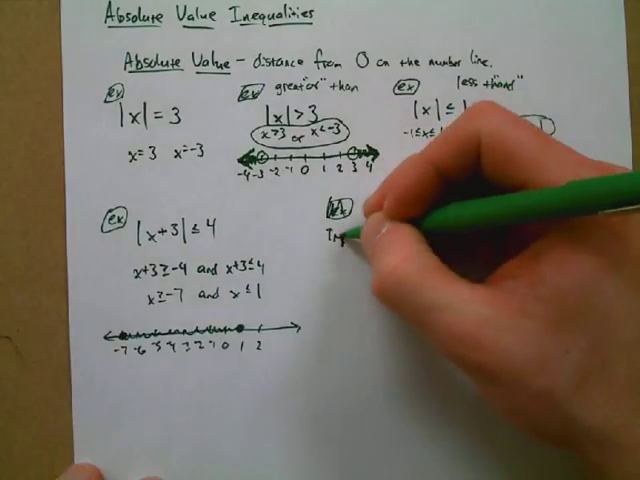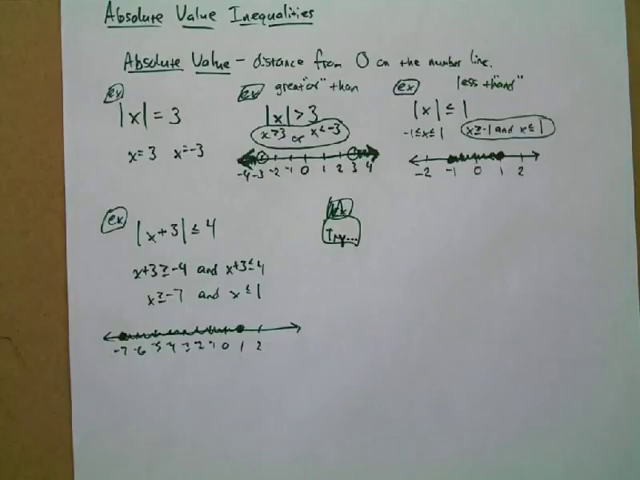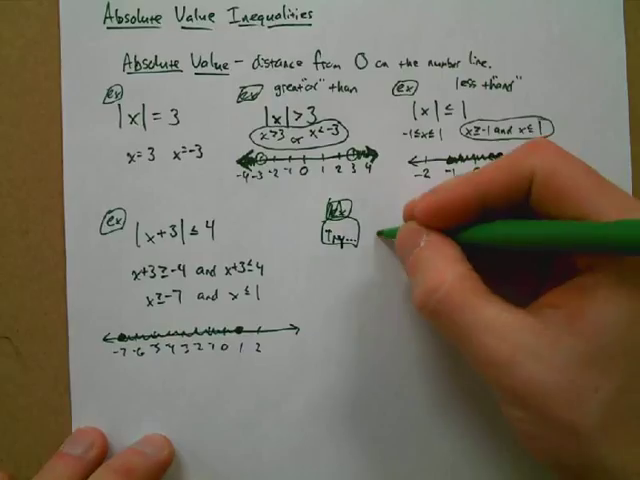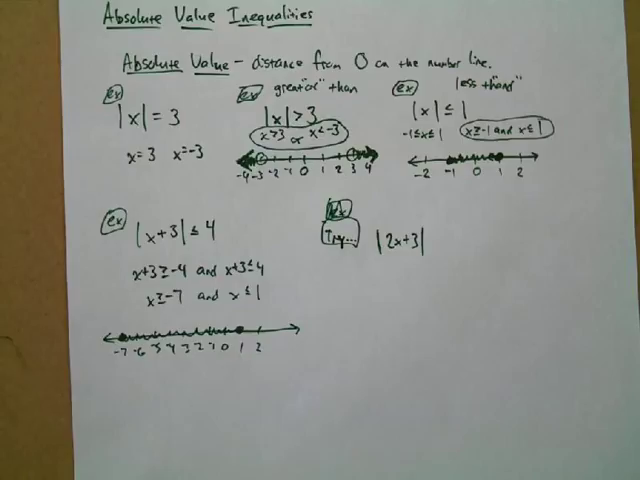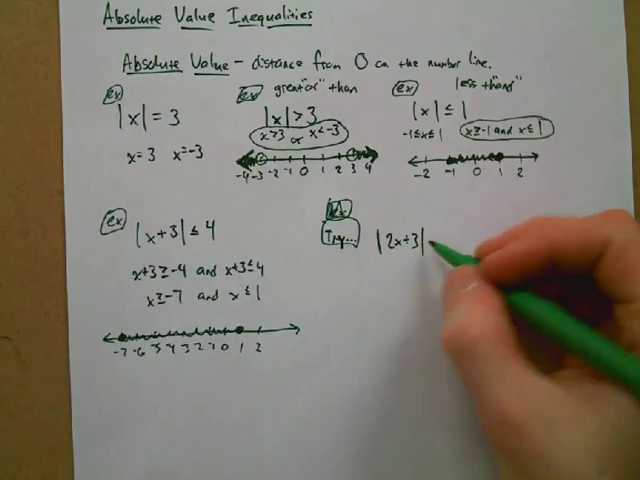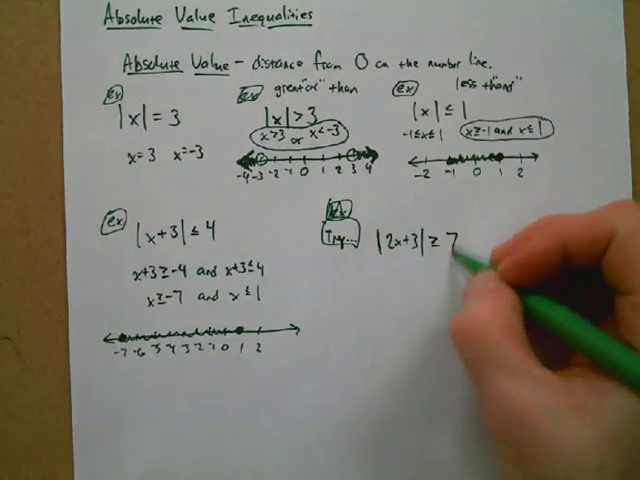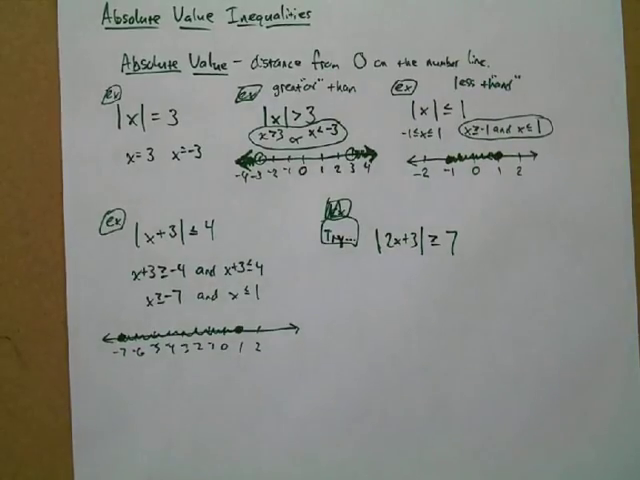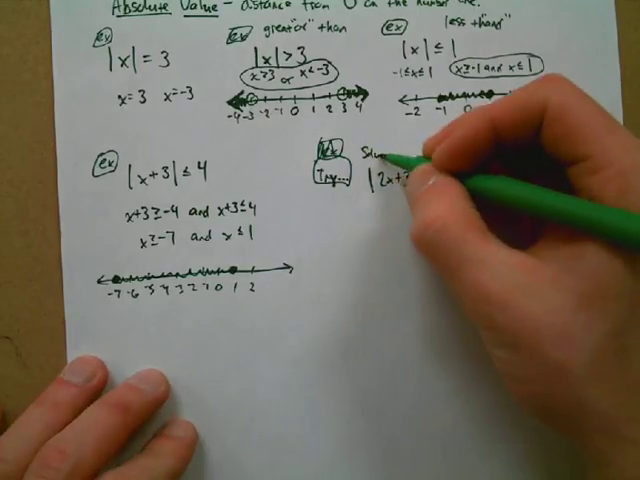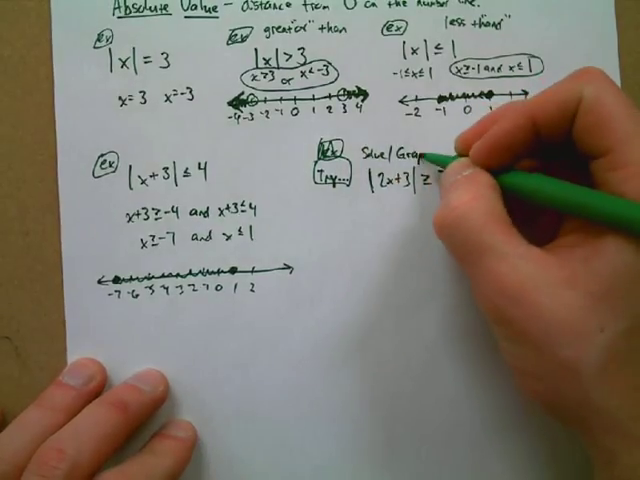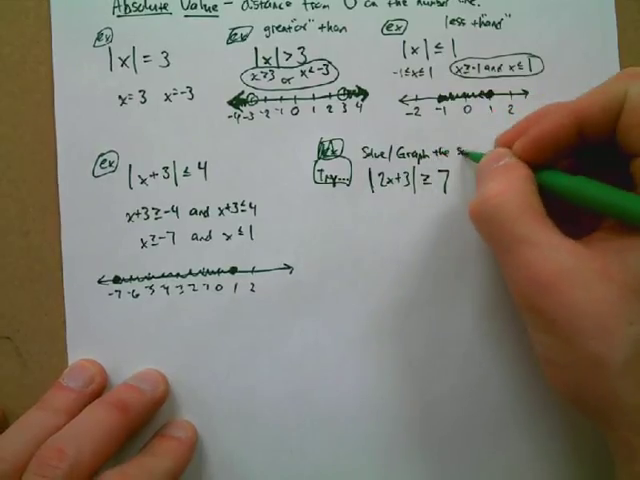All right, let's do the absolute value of 2x plus 3, we'll say is greater than or equal to 7. Absolute value of 2x plus 3 is greater than or equal to 7. Let's go ahead and give that one a try there. Solve it, and graph the solutions. Okay, and I'll do that too here real quick.